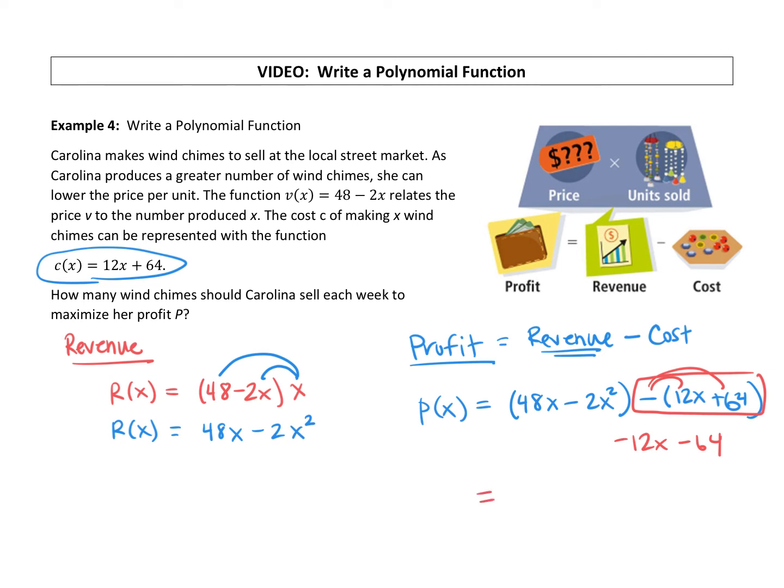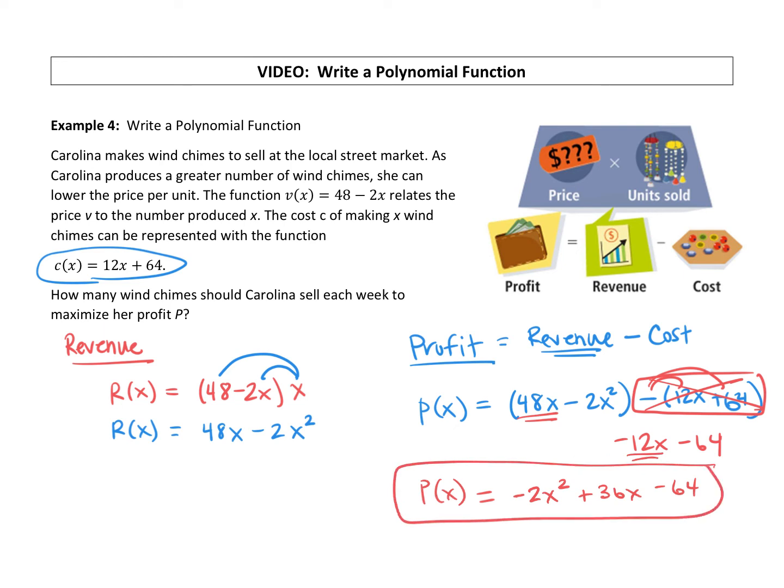And now let's just get a final answer by combining like terms. I'm done distributing that negative. Look for your highest exponent. We have an x squared. I don't see any other x squared, so that is a negative. We have to pay attention to our negatives: negative 2x squared. Now I'm looking for any x to the first power. So 48x minus 12x is a positive 36x. And then any constants, we just have that minus 64. So this function represents her profit on these wind chimes.